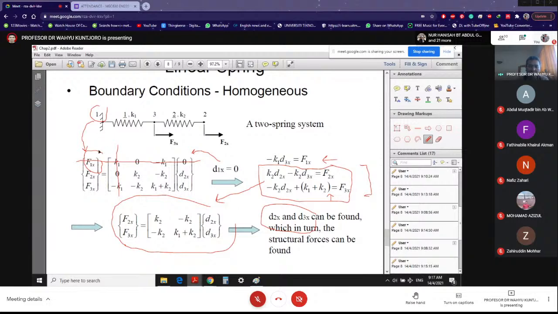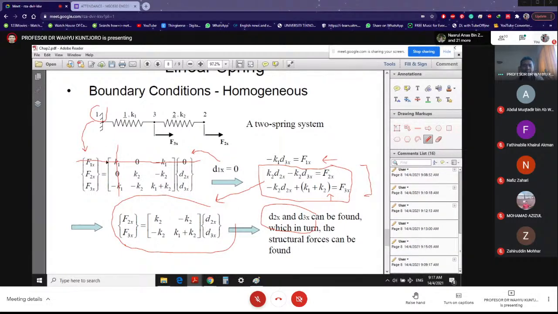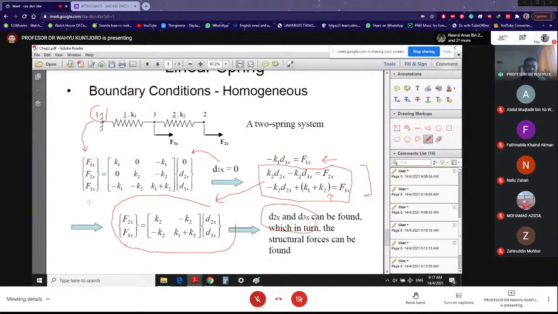Okay, so I'm going to delete all this. So by doing this equation, which is your structural equation, and of course D1x is 0, you can find F1x. Because F1x is going to be K1 multiplied by 0 plus 0 multiplied by D2x, of course you know D2x, minus K1 multiplied by D3x. And D2x, D3x, you can find it from here. So now you find the support reaction. Number one, you get your displacement. Number two, you got your support reaction.